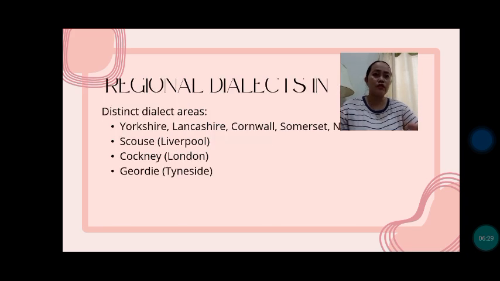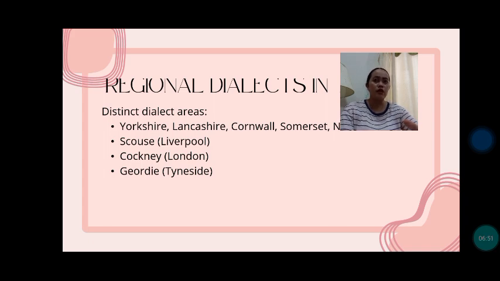Next, we also have regional dialects in the UK. The United Kingdom is rich in dialect diversity. Each area, for example Yorkshire, Cornwall, Liverpool, or London, has its own distinctive variety. For example, London's Cockney dialect uses the glottal stop, so bottle becomes ball.